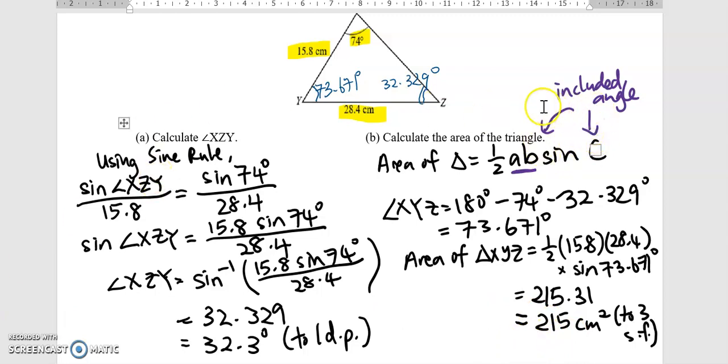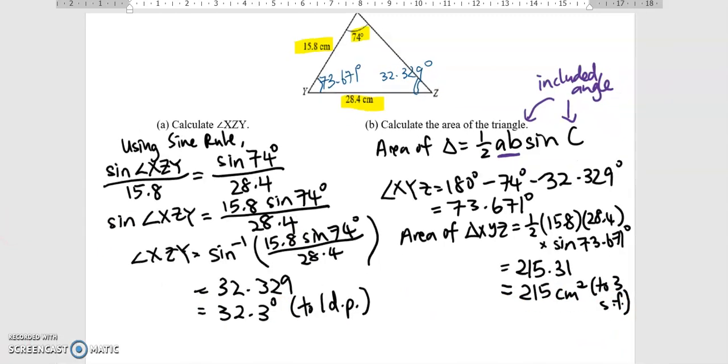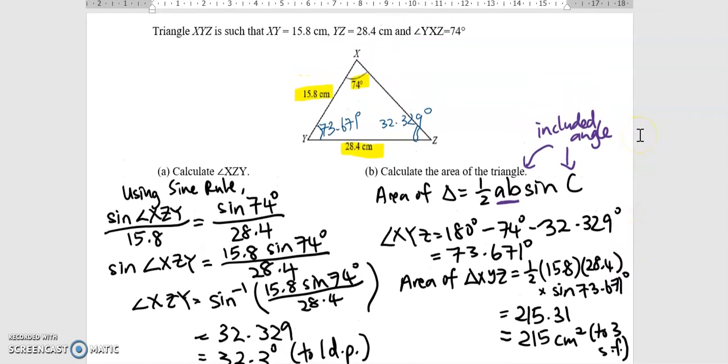For this question, do take note of the formula. To find area of the triangle, we are using half AB sine C, where C is the included angle. If I go back to look at the diagram, I have the lengths of two sides of the triangle, so I need to make use of the included angle. I can easily find it by taking 180 minus the two other angles that I have, and then I substitute my values into my formula, half AB sine C, making sure that your calculator is in degree mode, and then I round off my final answer to 3 SF. So this is the solution for this question here.